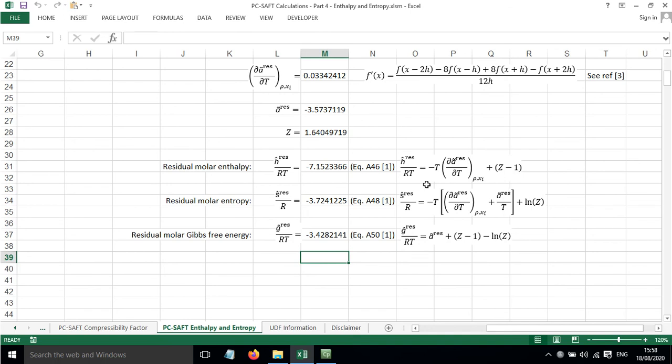Now again, I'll add a link to this spreadsheet in the video description so you can take a look for yourself in more detail. But in summary, that's been a short screencast to show you how to calculate the enthalpy and entropy for a non-associating system using PC-SAFT.